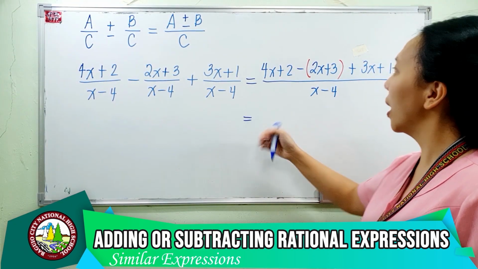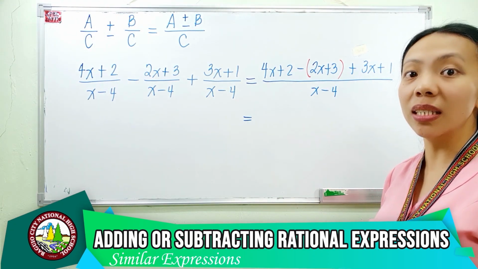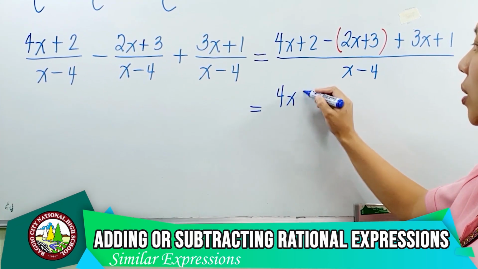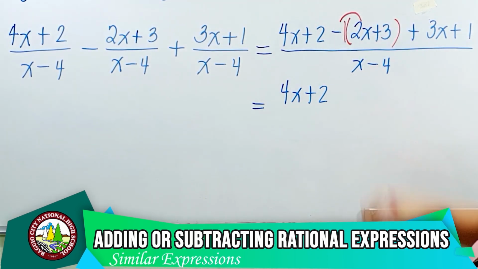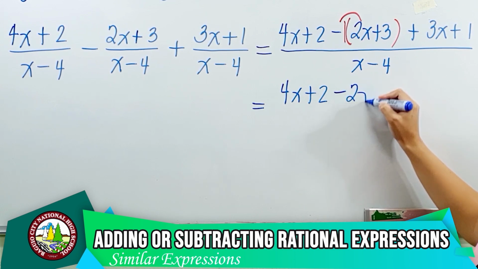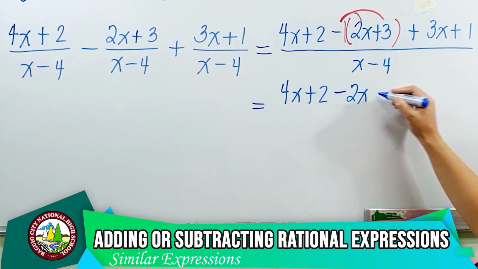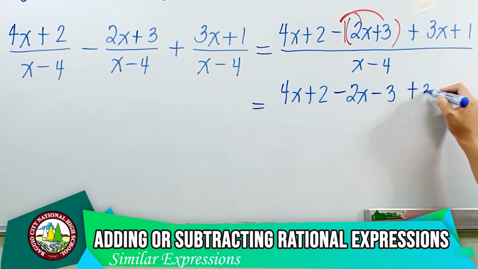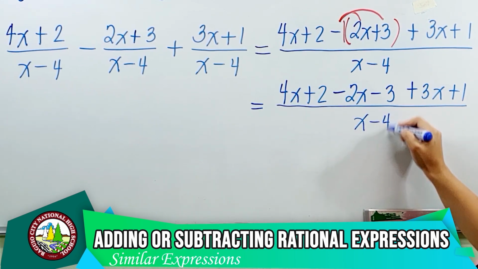Let us simplify the one that is enclosed in parentheses. How? By applying DPMA. We have here 4x plus 2, negative 1 times 2x is negative 2x. And negative 1 times 3 is negative 3. And copy the remaining terms. Plus 3x plus 1. Again, the denominator is x minus 4.